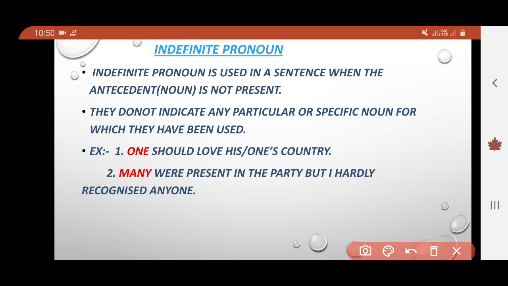Next example, many were present in the party but I hardly recognized anyone. That means here many means what? Not one person, two persons. A lot of people. It is said here that many people were present in the party but I hardly recognized anyone. That means I couldn't recognize anyone. Many people were present there. So here again it shows that indefinite pronoun is not used to indicate any particular or specific person. It is used for general, anyone.